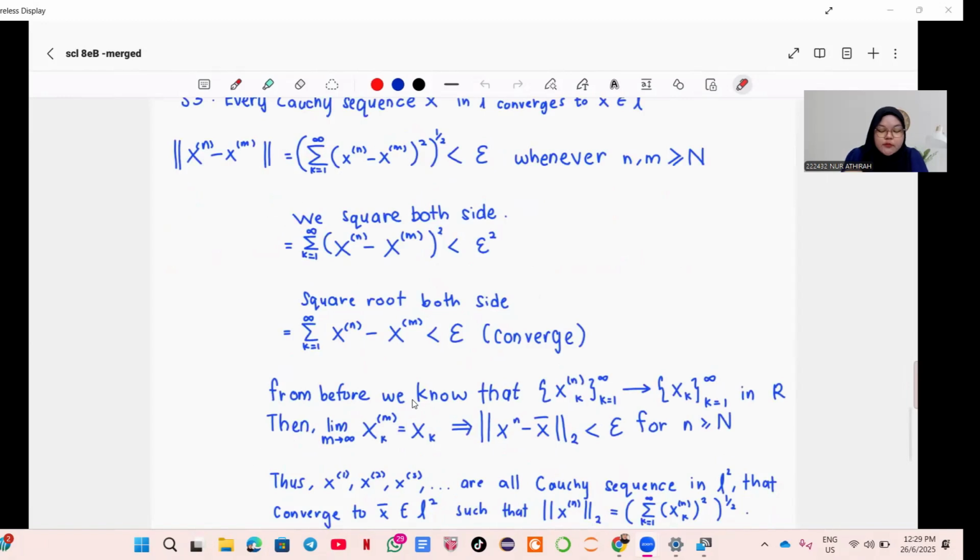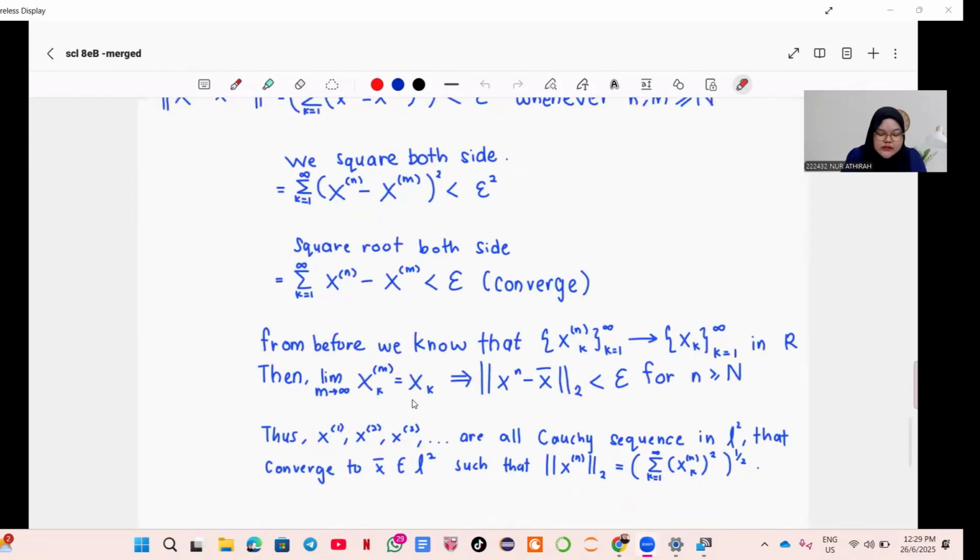So from before, in step 2, we know that xnk converges to xk in real numbers. Then as the limit m approaches infinity, xmk equals xk, which implies the norm of xn minus x bar is less than epsilon for n greater than N. So thus x1, x2, x3, up to xn are all Cauchy sequences in L2 that converge to x bar in L2, such that the norm of xn equals the summation from k equals 1 to infinity of xnk to the power of 2, to the power of 1 over 2.